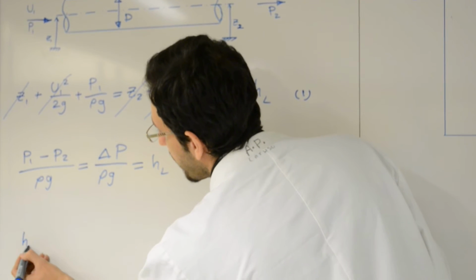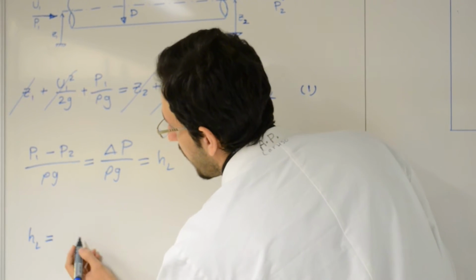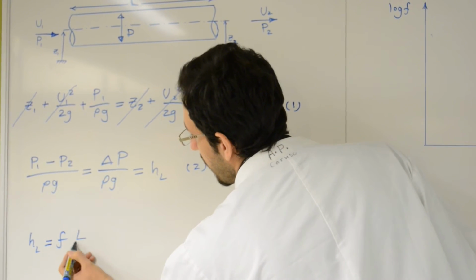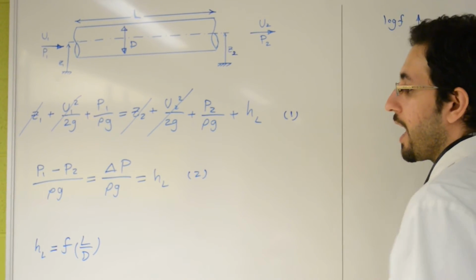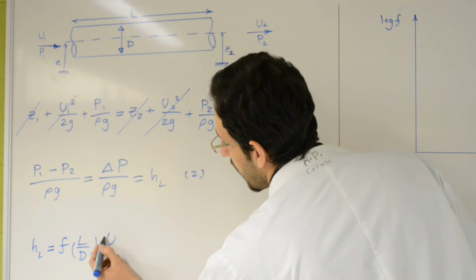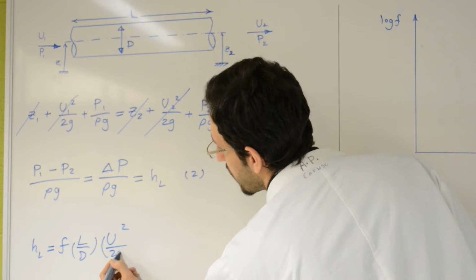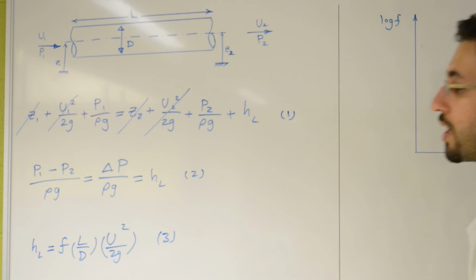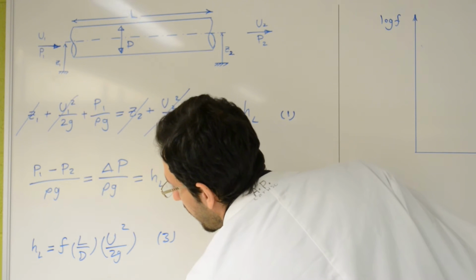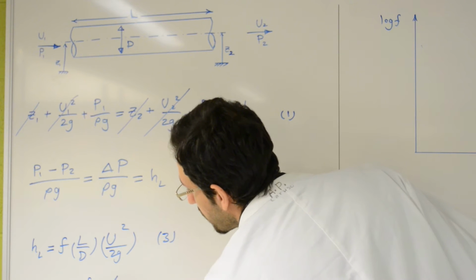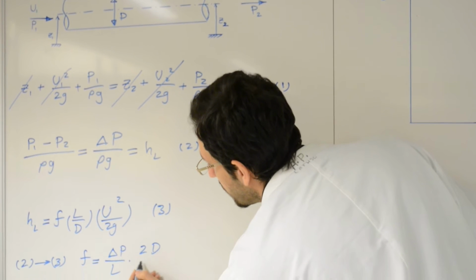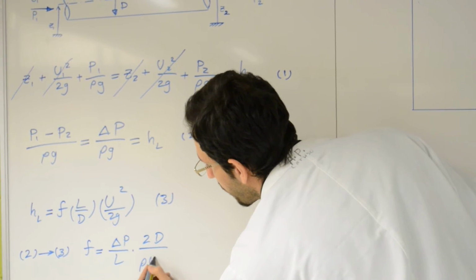I also can write HL as a function of f, which is the Darcy friction factor, times L over D, where L and D are the length and diameter of the pipe respectively, times U squared over 2g. This is equation 3. If I introduce equation 2 into 3, I'll have f equals delta P over L times 2D over rho U squared.